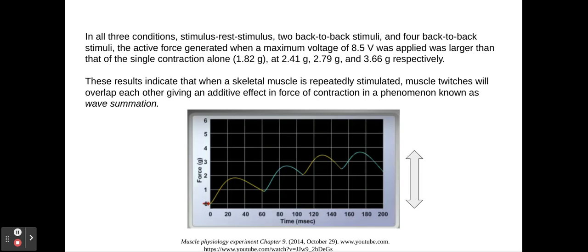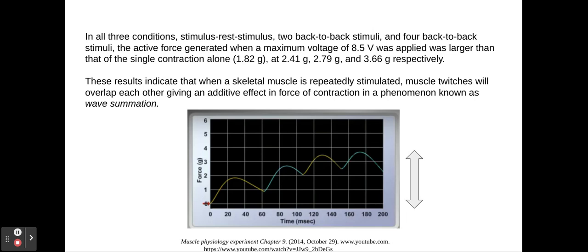In the second demonstration, the effects of multiple stimuli on the muscle are seen. In all three conditions, stimulus-rest-stimulus, two back-to-back stimuli, and four back-to-back stimuli, the active force generated when a maximum voltage of 8.5 volts was applied was larger than that of the single contraction alone, 1.82 grams, at 2.41 grams, 2.79 grams, and 3.66 grams, respectively.